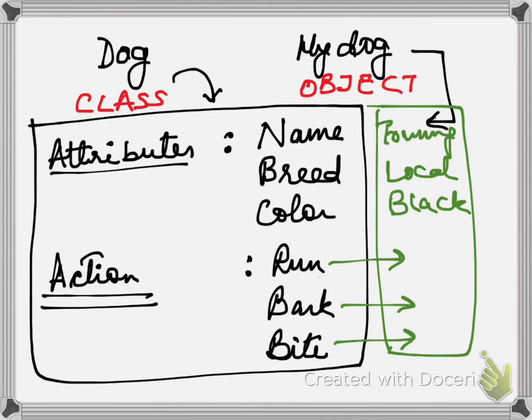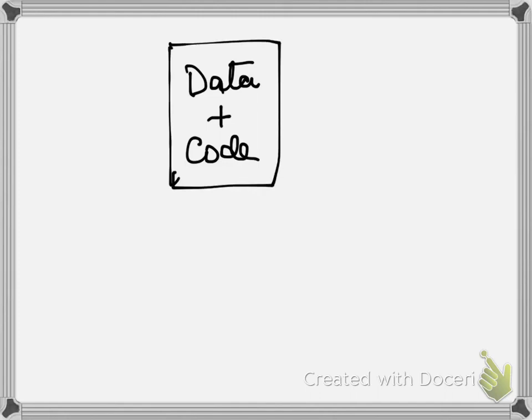So this is where we put together the data. You can think of this as data, and these actions can be your functions. So I have data plus function, which is nothing but code. Data and code put together as a single unit. And isn't this the explanation of the concept of encapsulation?